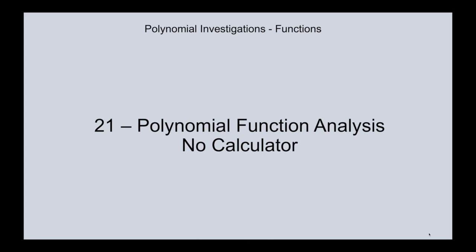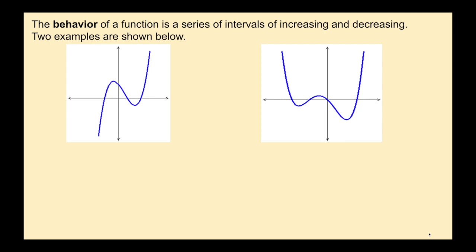In section 21, we will continue examining the graphs of polynomial functions. The behavior of a function is a series of intervals of increasing and decreasing. Two examples are shown below. Now, when we're examining the behavior, we're going to work from the left side to the right side, and decide if we're going up or down. In other words, increasing or decreasing.